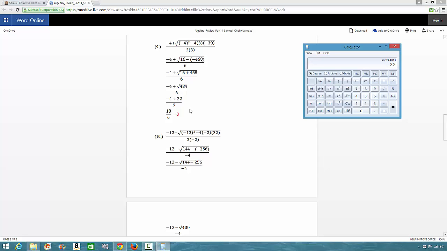What I pressed initially was a negative and it gave me an invalid output. As we go through this course, we shall deal with complex numbers. We shall do complex numbers and then we shall look at that scenario. So this gives you negative 4 plus 22, which is 18, divided by 6, that gives you 3.